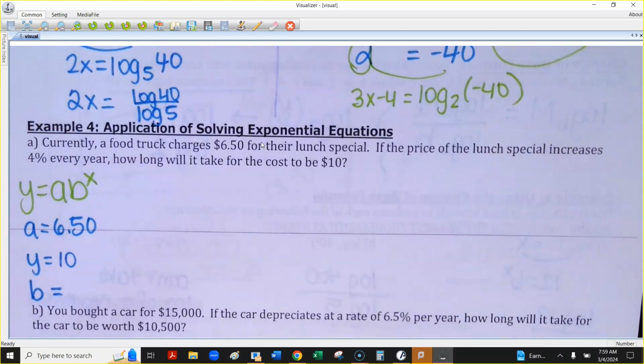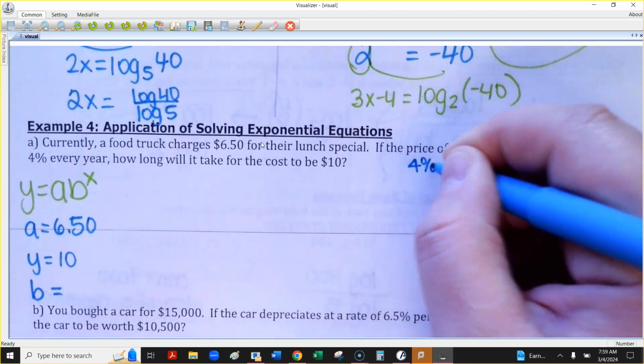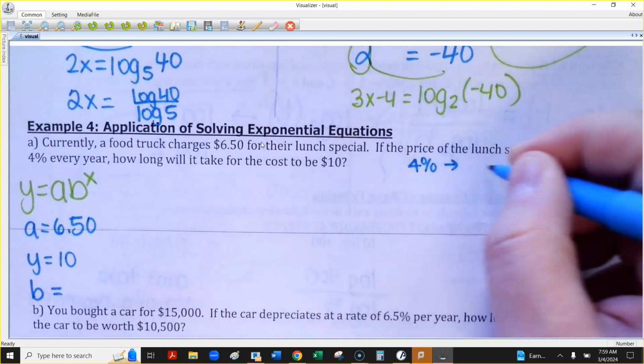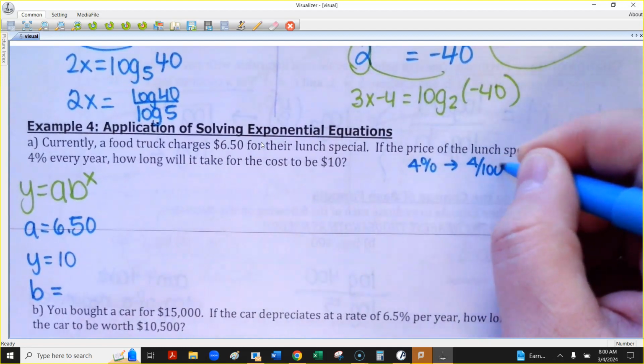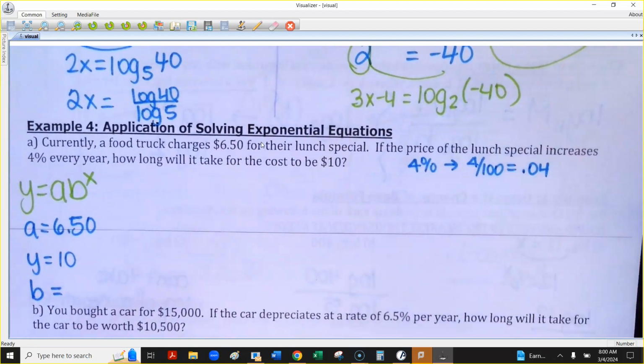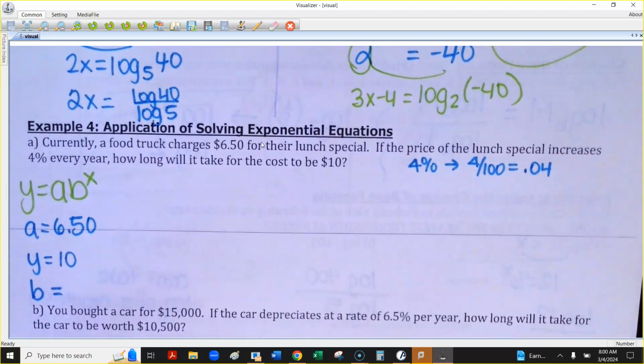Do you guys remember how to find the growth or decay factor for your general exponential? Like, what do I do with that 4%? Yes, good. Most of these give the rate as a percent, so you have to write it as a decimal. You're just going to take 4 divided by 100, or you could just scooch the decimal place over 2 spots from the 4. So it'd be 0.04.